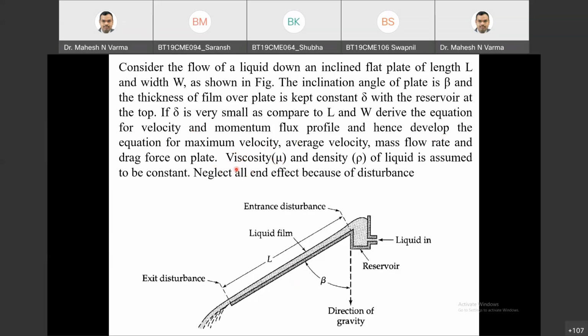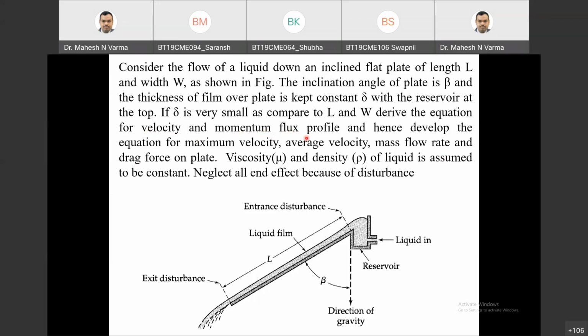It means that it is obeying Newton's law of viscosity. Density is constant, so it is a liquid, an incompressible fluid. So we can add appropriate assumptions. Once we get the velocity profile and momentum flux profile, we can get the maximum velocity, average velocity, mass flow rate, drag force, everything. The important thing is the velocity profile and hence the momentum flux profile, which we'll see.